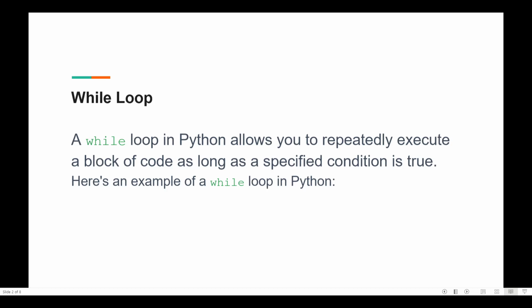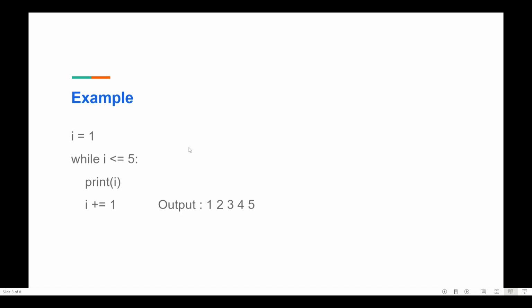A while loop in Python allows you to repeatedly execute a block of code as long as a specified condition is true. Here is an example of a while loop in Python. I equals to 1, while i is smaller than or equal to 5, print i, plus equals to 1. So here i should be smaller than or equal to 5 and i plus equals to 1.